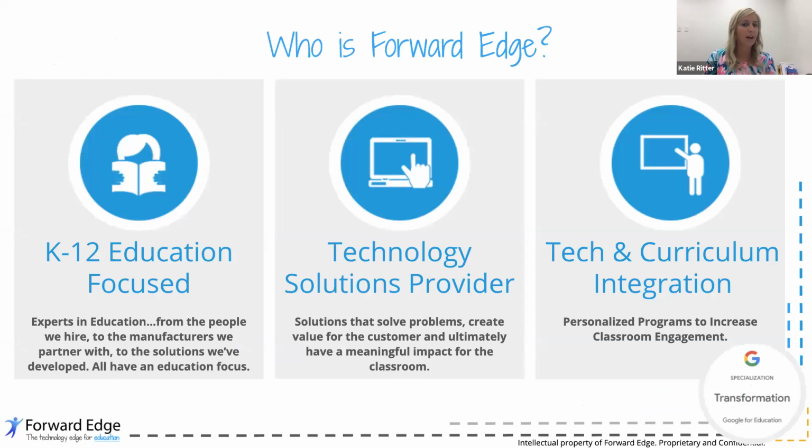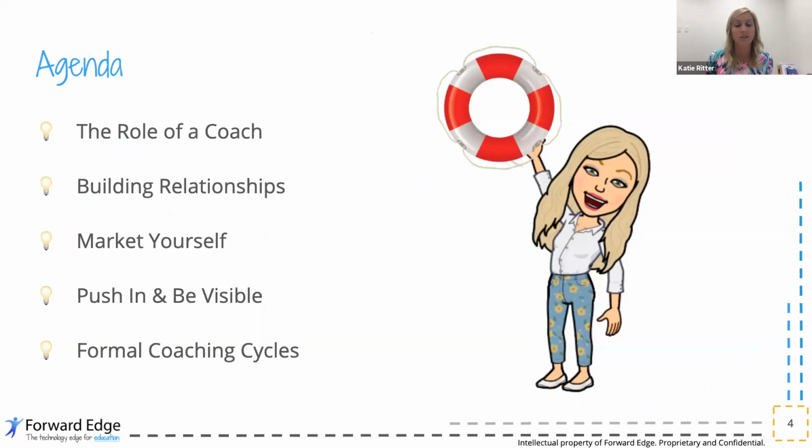So really quick, Forward Edge, like I said, is a K-12 technology company, and specifically I oversee a team of former educators. We've got 14 coaches on our team. I don't pretend to have all of the answers figured out, but I have a brilliant team of educators and technology coaches who have all contributed to some of the ideas that I'm going to be sharing with you today. I'm a strong believer that the smartest person in the room is the room.